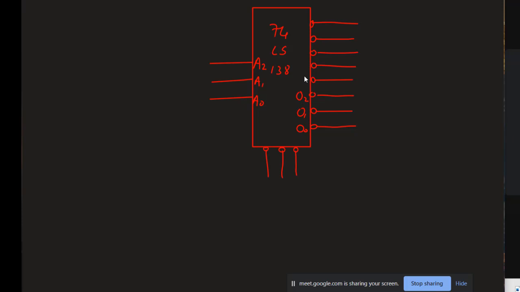O0, O1, O2, these are the outputs, okay? O3, O4, O5, O6, O7. Since I'm starting from 0, remember this, for 8 pins I must have 0 to 7 lines, and there are 3 enable pins, okay? So the first pin is, let's say, E1, E2, and E3. Is it clear?